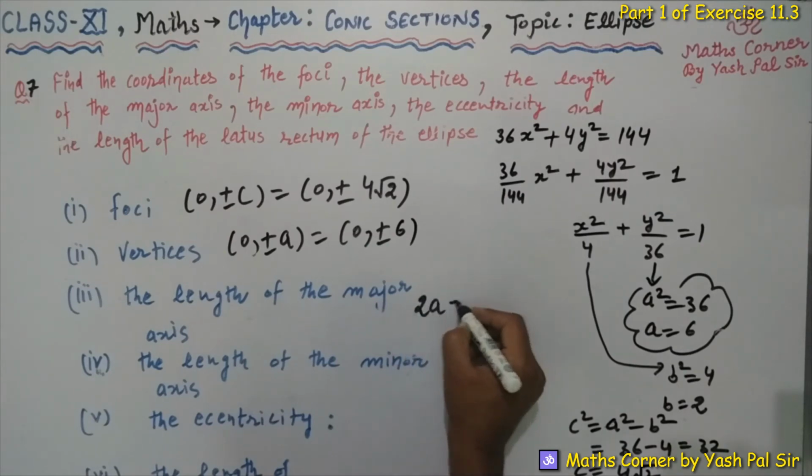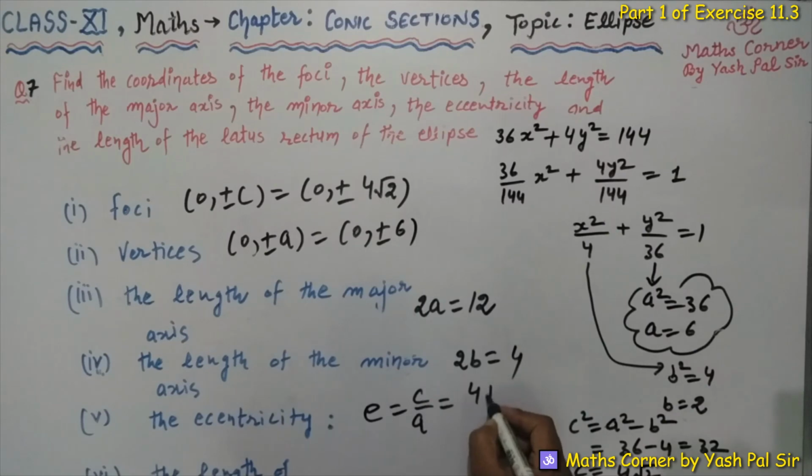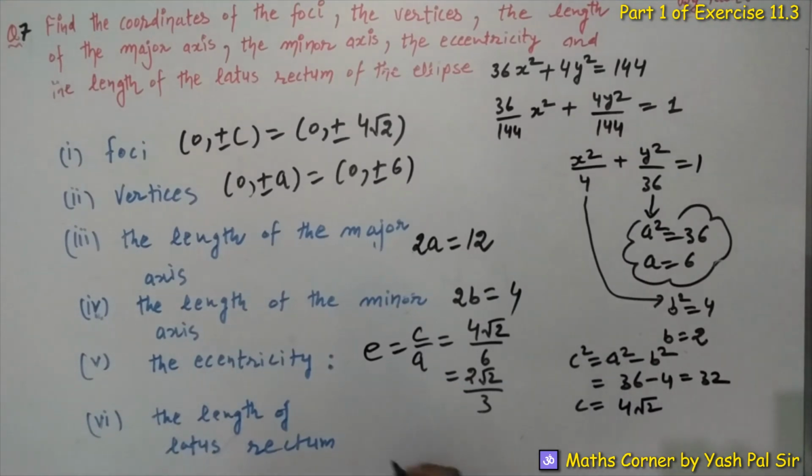Length of major axis is 2a, so 6 into 2, 12. Length of minor axis is 2b, so 2 into 2, 4. Eccentricity e is equal to c upon a. What is c? This is 4 square root of 2 upon a is 6. So this becomes 2 square root of 2 upon 3. And lastly we have the length of latus rectum. Formula is 2b square upon a. So this is 2 into 4 upon 6. So this becomes 4 upon 3, the length of latus rectum.